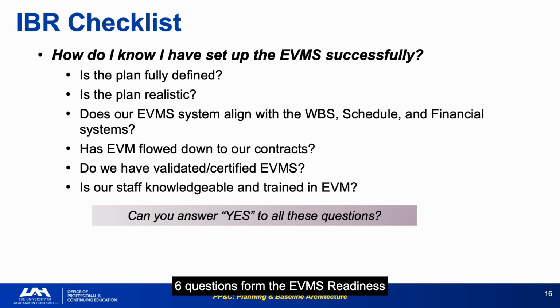6 questions form the EVMS readiness checklist, determining whether the EVM system is fully defined, realistic, aligned with WBS/schedule/financial systems, flowed down to contractors, validated, and staffed with trained personnel. Are you starting to see a theme here? Fully defined scope, realistic plan, documented approach. This theme recurs across all PP&C disciplines because it is the foundation of a credible program.